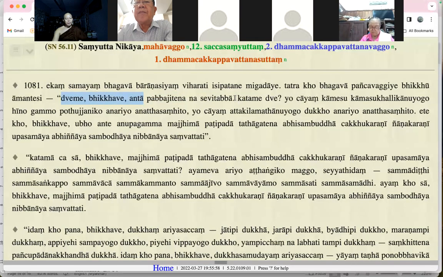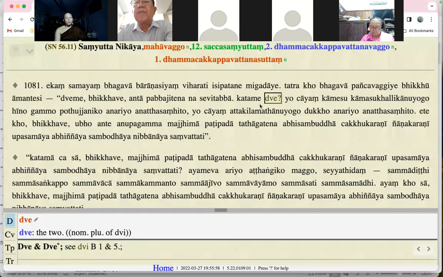That is in the next line. The question is not Katamo pabbajito or Ko pabbajito, not like that. Katame dve, in the next sentence. What are the two extremes? Dve me bhikkhave, two extremes should not be followed or practiced by the pabbajita. So the emphasis of that sentence is dve me and dve ime, the two extremes.